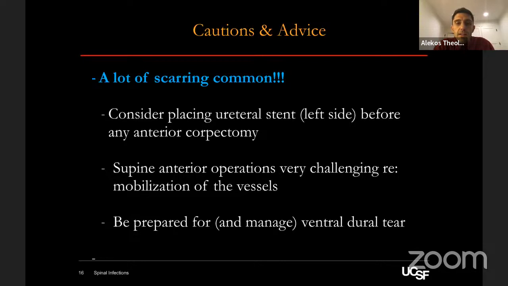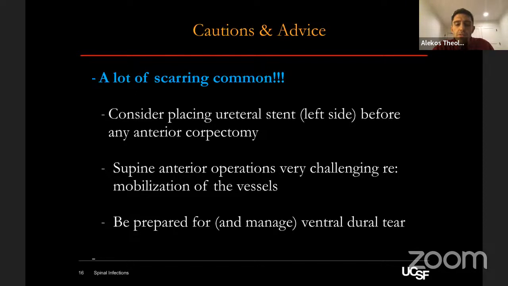With long-standing infection of the lumbar spine, scarring is very common, and it's pretty significant. So one thing to take into consideration when planning for a lumbar corpectomy from the front is that I would always place a ureteral stent, usually on the left side if that is your approach. The reason for this, even if you're doing a mini open operation, is that you don't know how the ureter is going to mobilize with the peritoneum off the retroperitoneal space. So I would do this routinely to be safe.